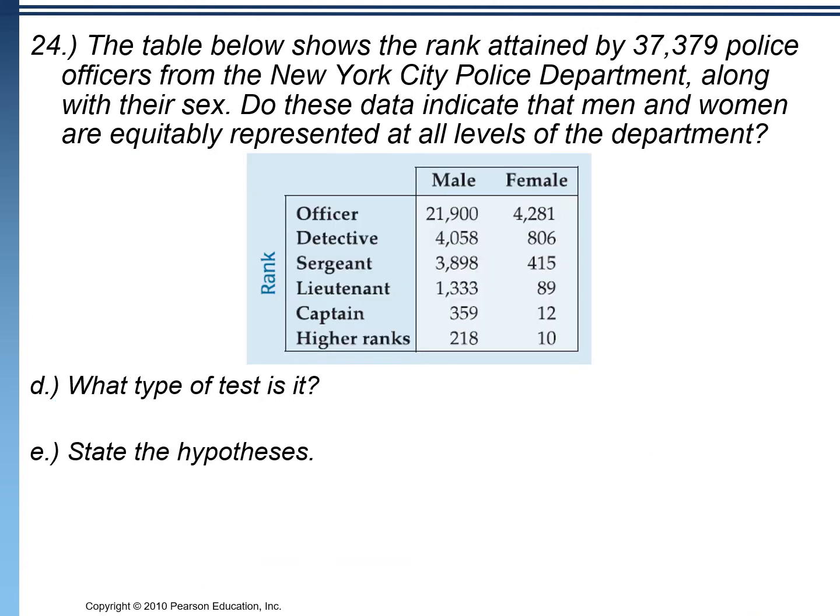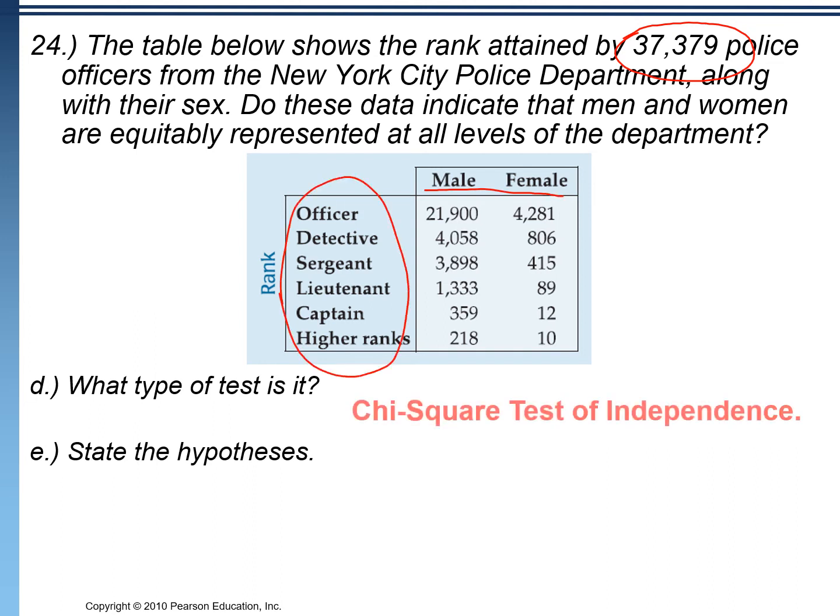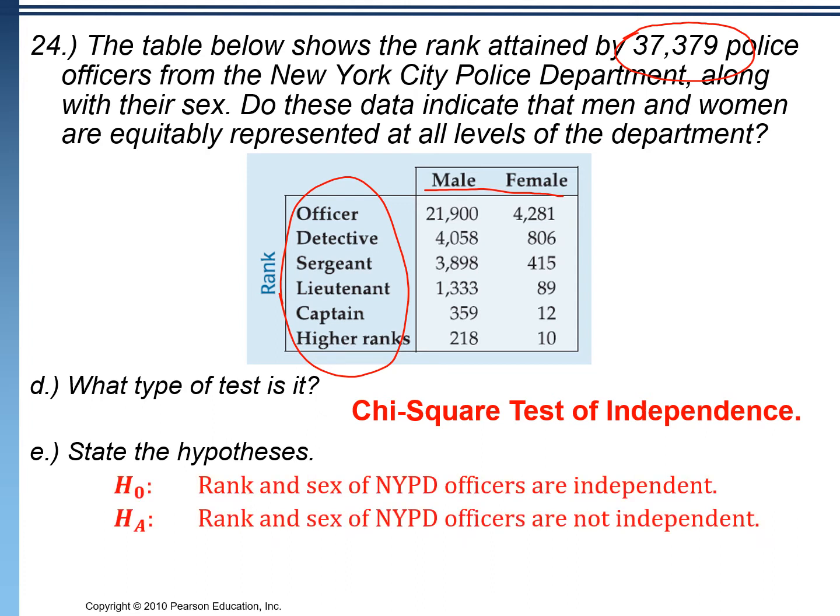What type of test is it? We only have one sample here. So we have the whole group of 37,379 police officers. We're comparing two categorical variables, the sex and the rank. So this is a chi-square test of independence. We want to see, is their rank independent of their gender? Hypotheses, rank and sex of NYPD officers are independent. Alternative, they are not independent.